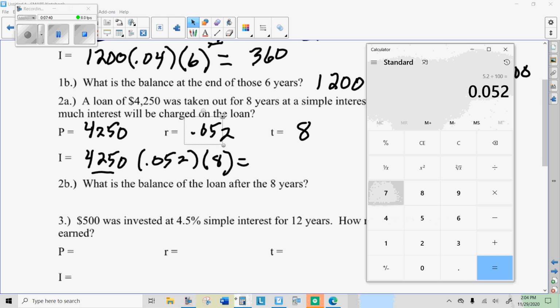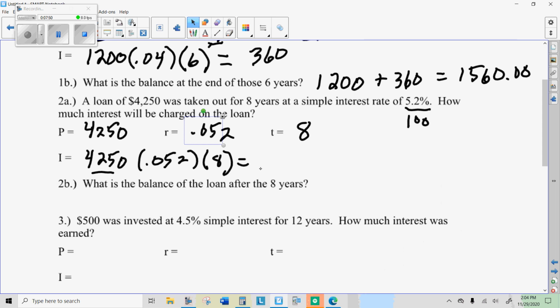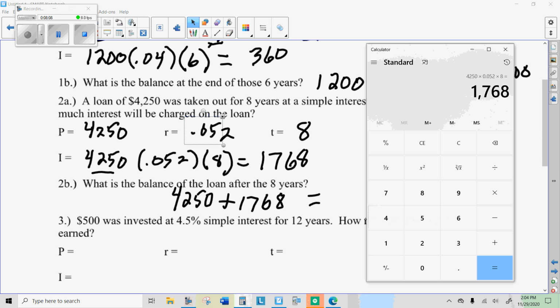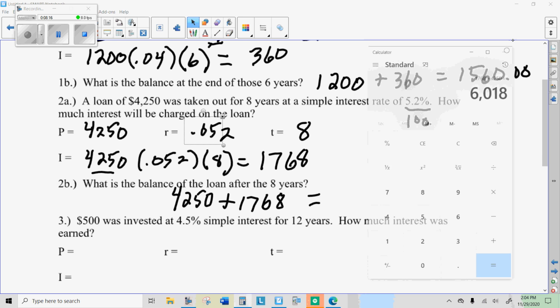So the interest is 4,250 times 0.052 times 8, 1,768. Now you got to get your balance of your loan. So this is basically how much you're going to have to pay back. You're going to add your principal plus your interest. So $6,018.